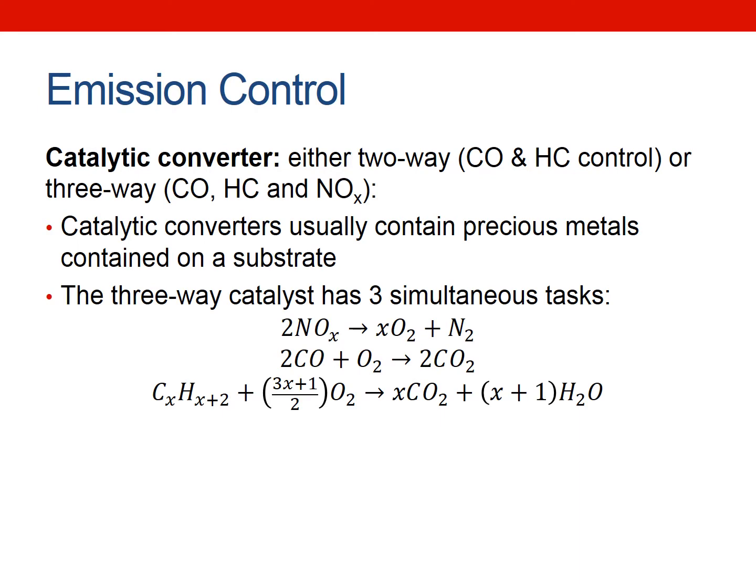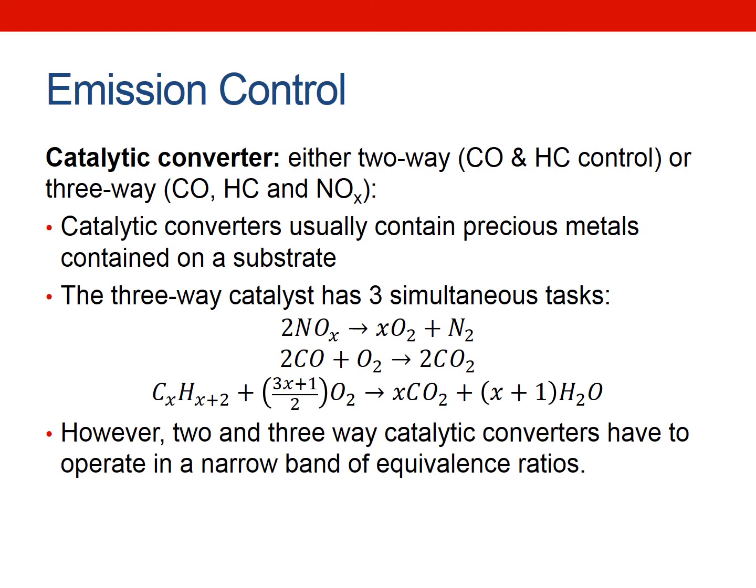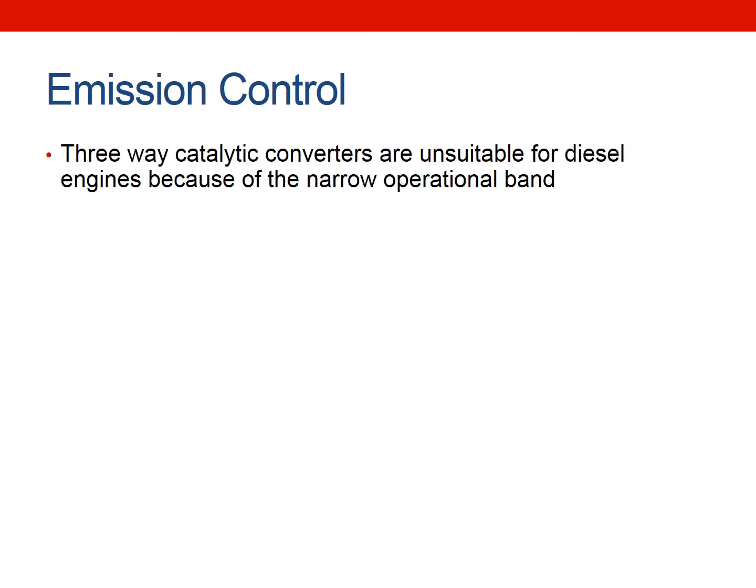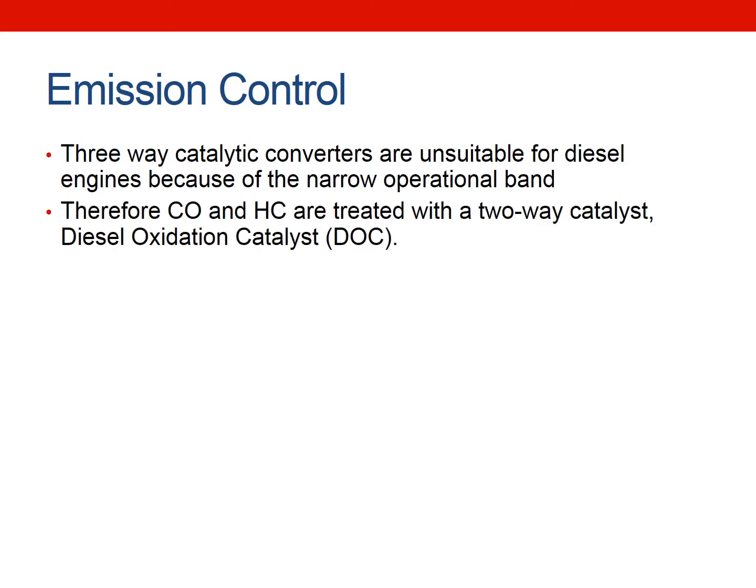So as I was saying, it's doing three things. Three-way does the carbon monoxide, hydrocarbons and NOx, and two-way does just carbon monoxide and hydrocarbons. However, two- and three-way catalytic converters have to operate in a narrow band of equivalence ratios. That means that three-way catalytic converters are unsuitable for diesel engines because of the narrow operational band. Diesel engines typically run with excess air, so they are outside of these bands.